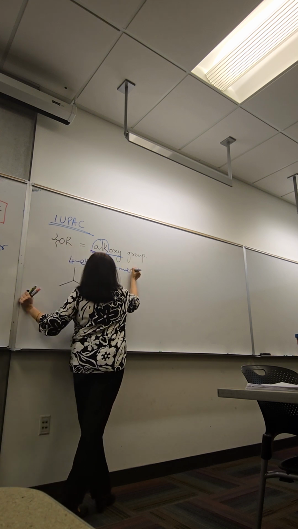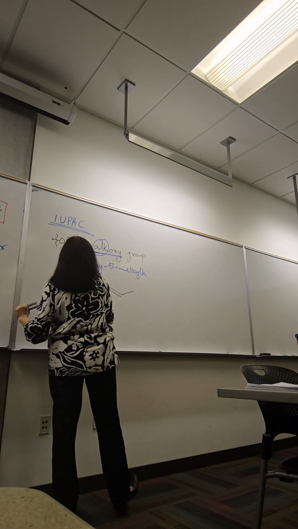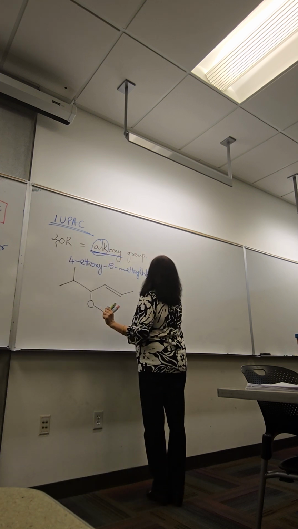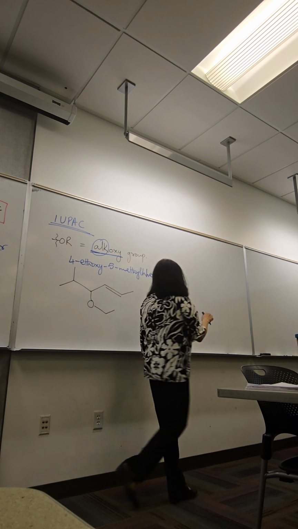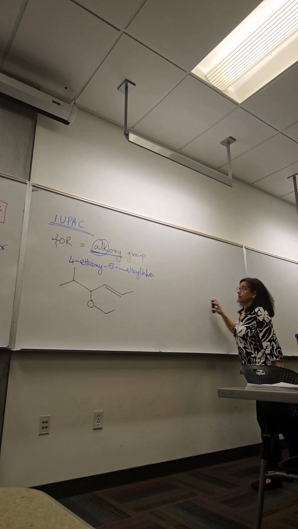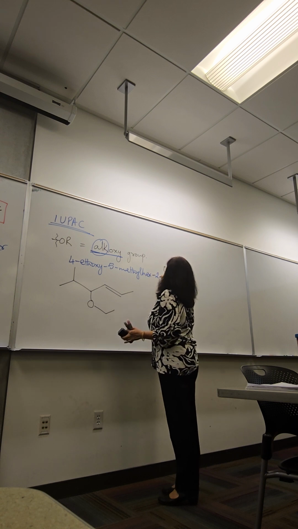hex-2-ene. Methyl what? Hex-2, 1, E, 2, 3, 4, 5, 6. Hex. Oh, what am I doing? Why do I have two H's there? Hex-2E. Everybody okay?